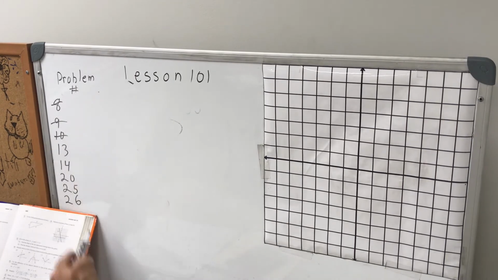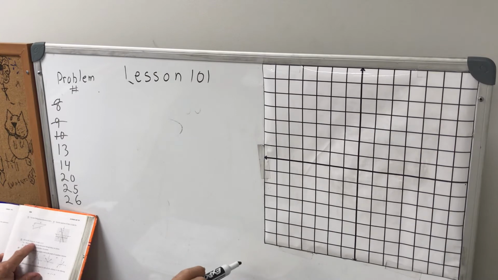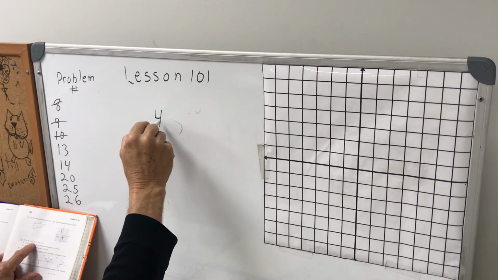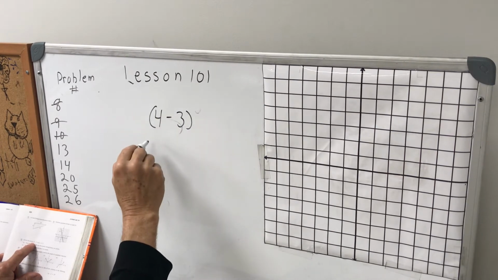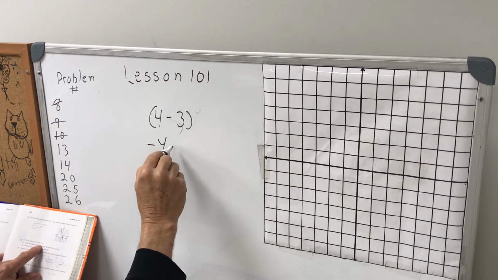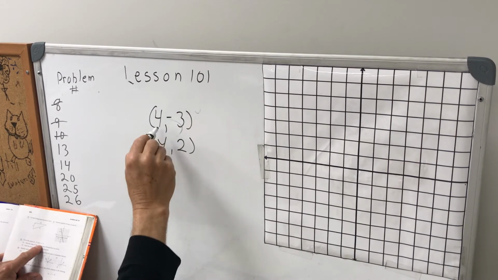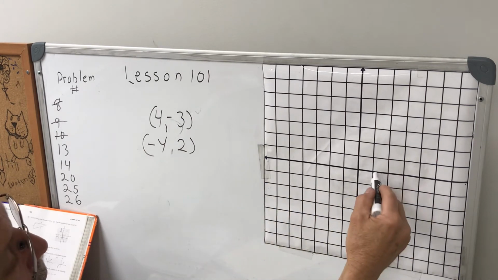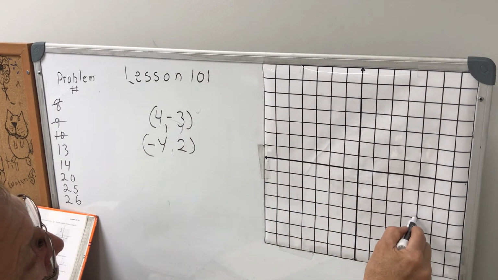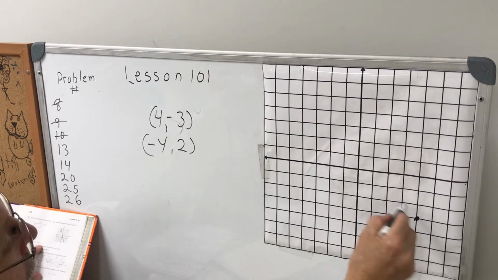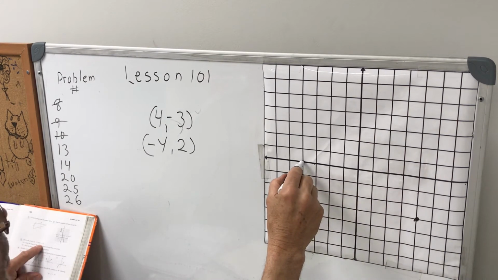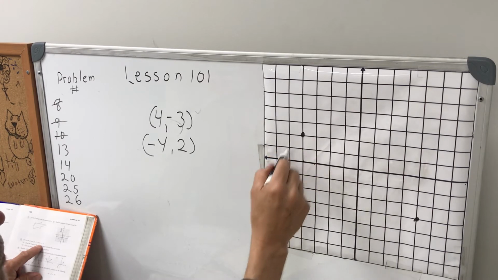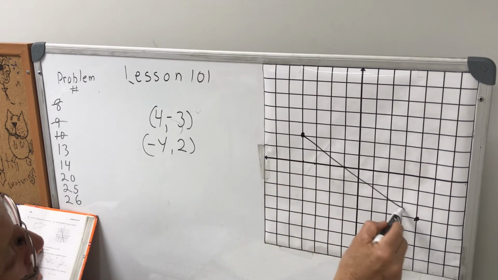That is number 10. Number 13, given these points. If you do not have a graph, just use one on a previous lesson. And the points are 4 and a negative 3, and a negative 4 and a 2. I'm going over here, 1, 2, 3, 4, 1, 2, 3. There's my first point placement. And a 1, 2, 3, 4, and a 1, 2. Here's my second placement. Coming down across this way.